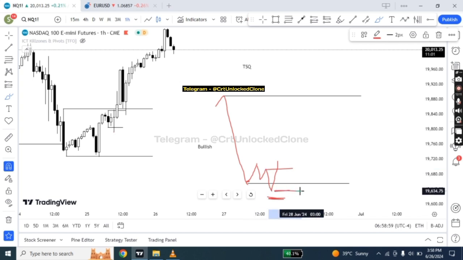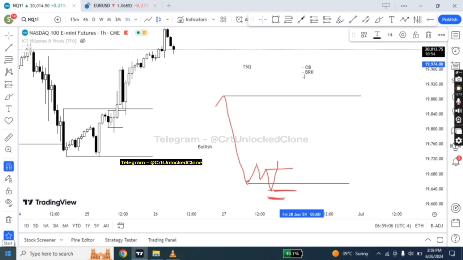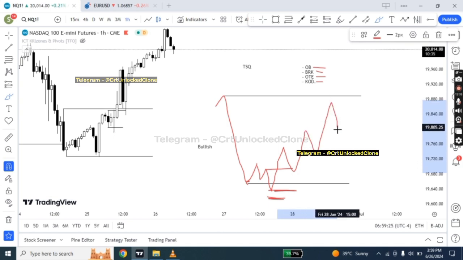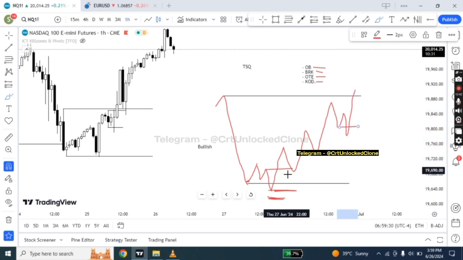Now what you need to remember is that there is a specific sequence of price action that price follows before it reaches the opposing end of the CRT or the opposing end of the range, right? And that sequence consists of an order block entry, a breaker entry, an OTE entry, and last but not least a KOD entry, right? Now the order block entry forms immediately, which is when price retests that swing that took the CRT low, and then price reacts off of that.